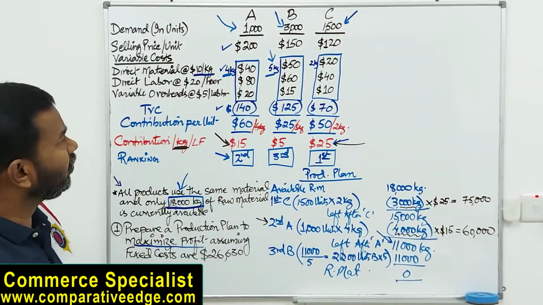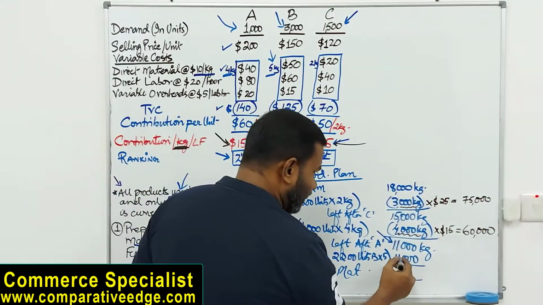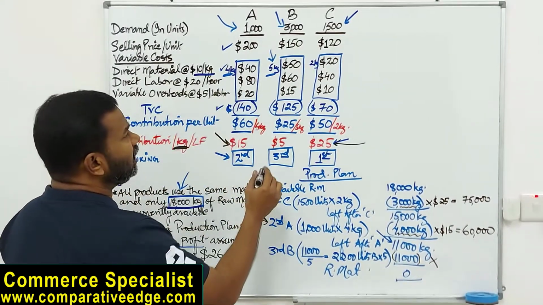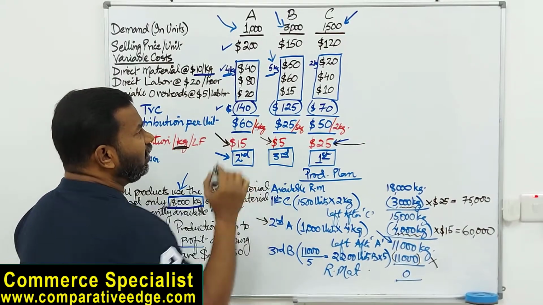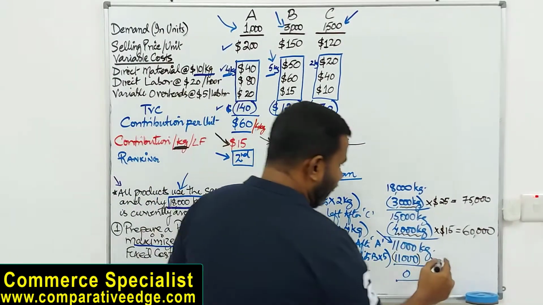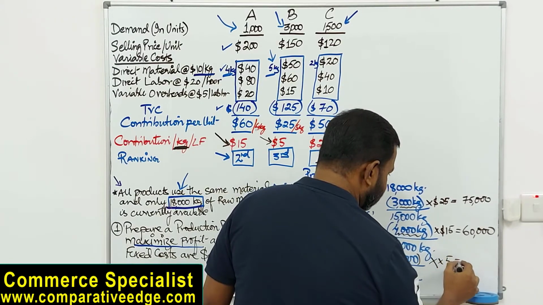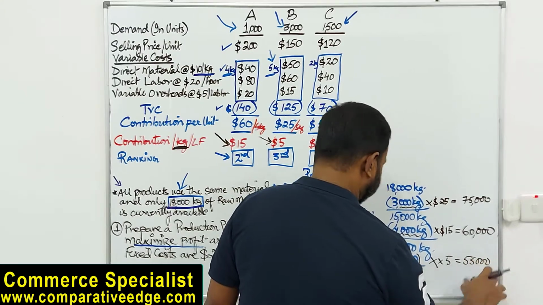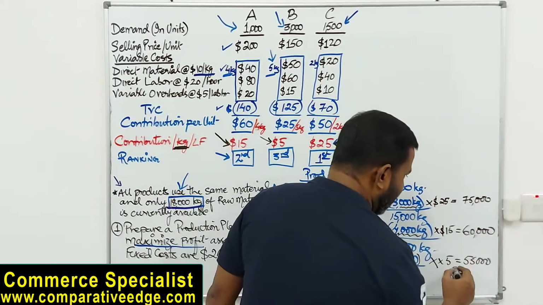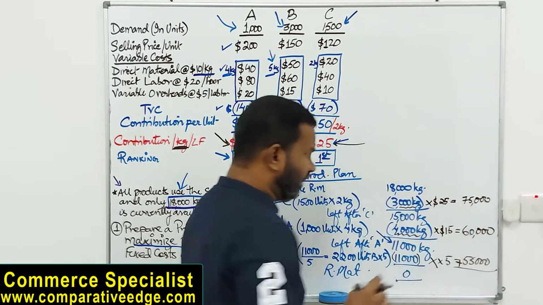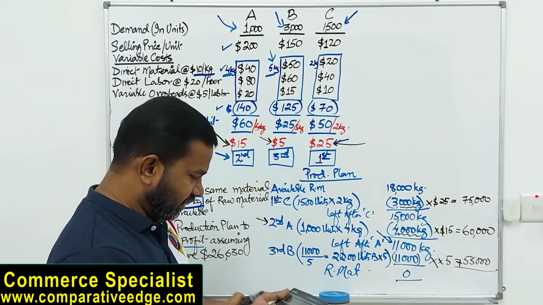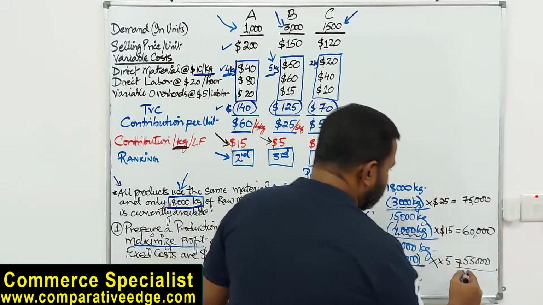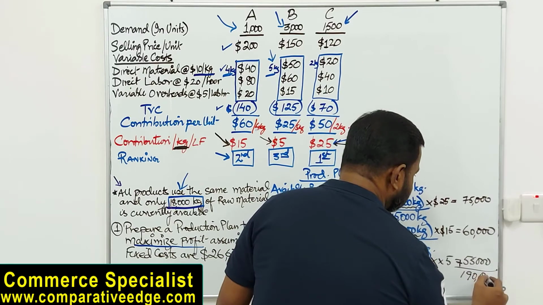And finally, for product B, I utilize 11,000 kilograms, and each kilogram earns me a contribution of $5. So if I multiply it by 5, this gives me 55,000. So ladies and gentlemen, you add all the contributions, 75,000 plus 60,000 plus 55,000. That gives me a total of 190,000.